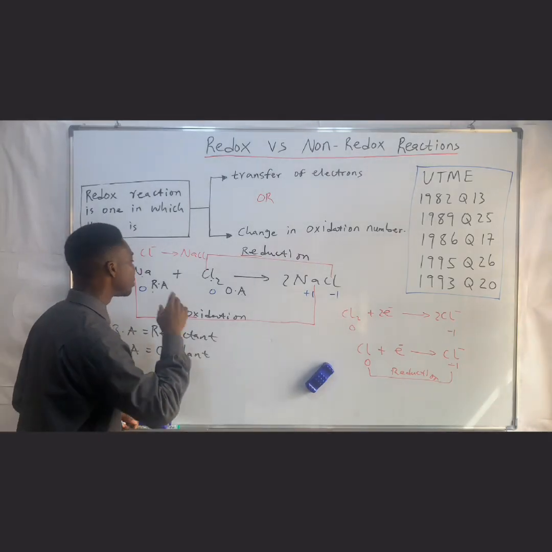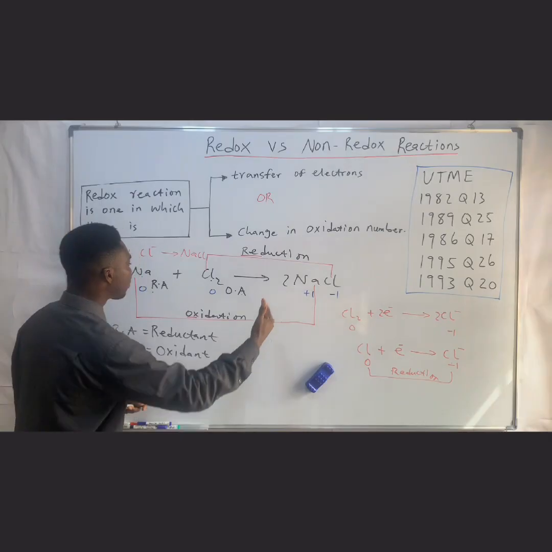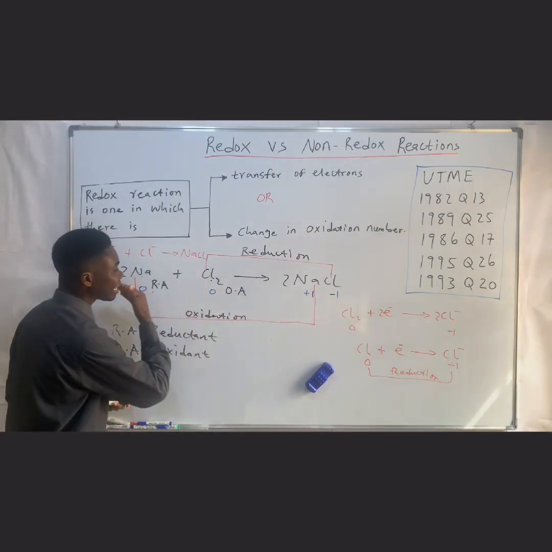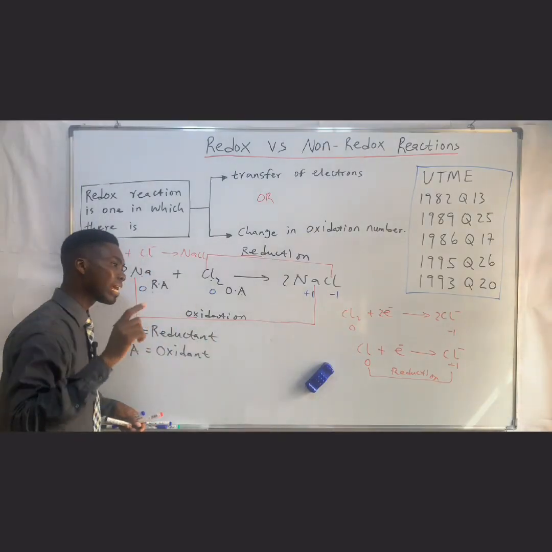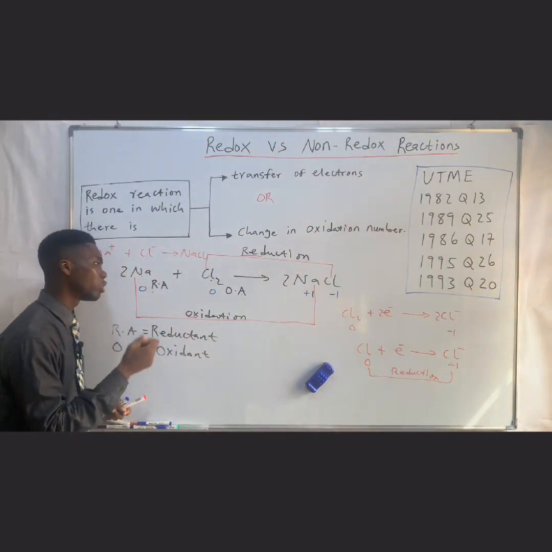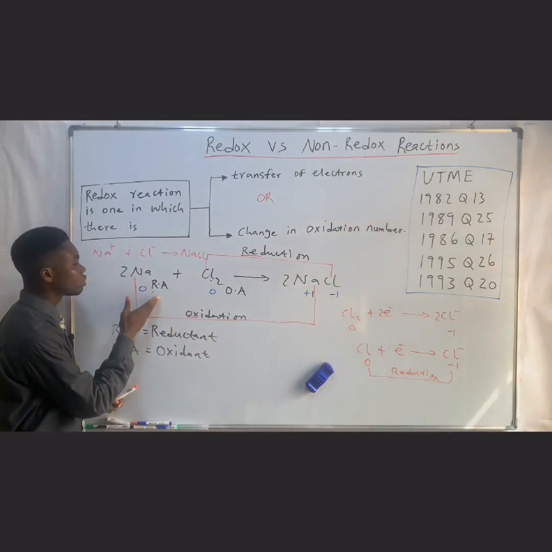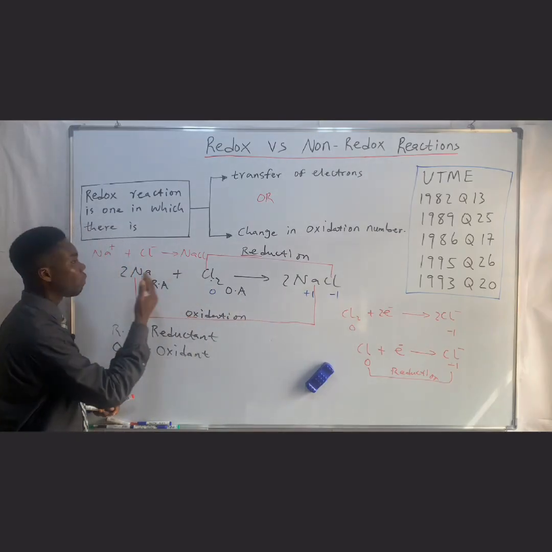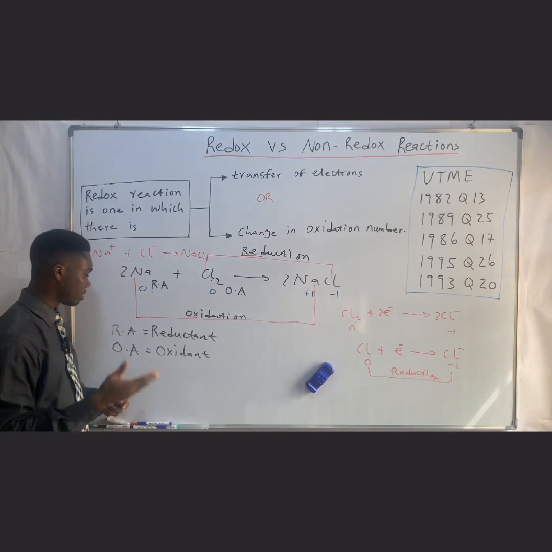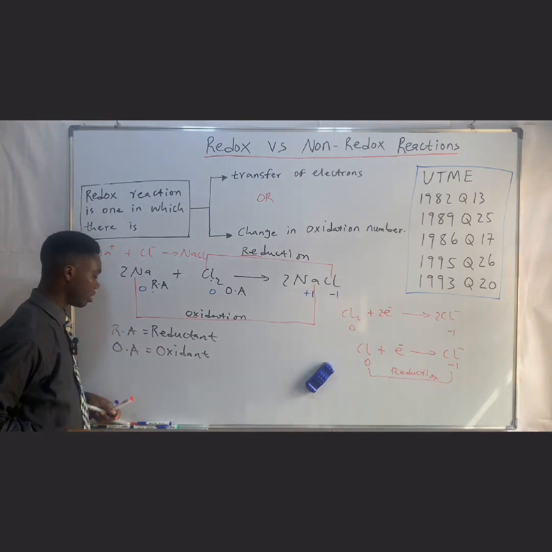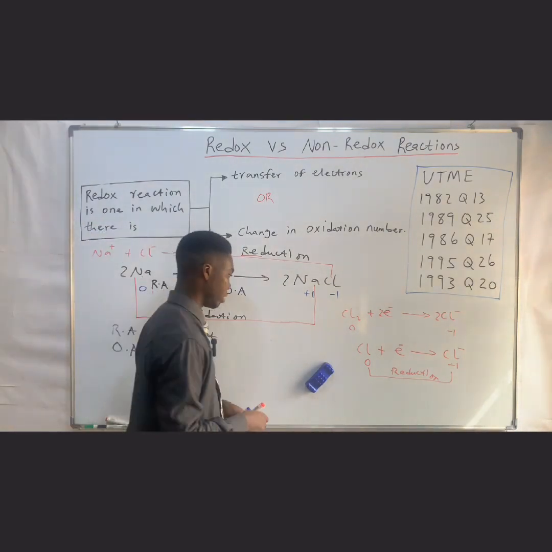One thing you must know is that reducing and oxidizing agents are usually present on the reactant side. They are never present on the product side. That is a very important information you must have. Okay, reducing and oxidizing agents are always what? On the reactant side. Okay, so reductant and oxidant are the synonyms for reducing and oxidizing agents, respectively.